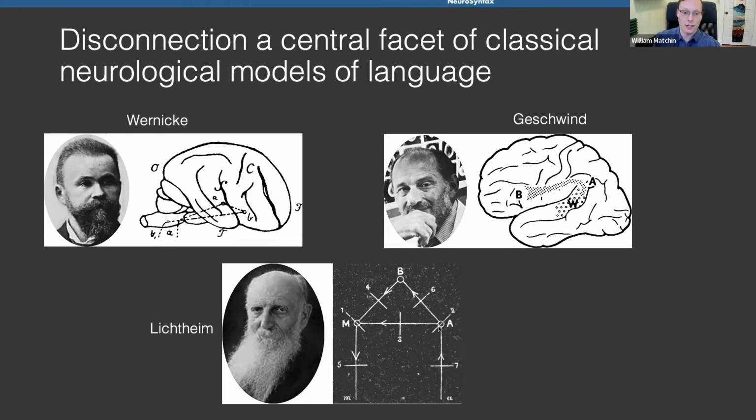For example, the disconnection between this. A here is, I like how in Lichtheim's model, A is Wernicke's area, which is also A in Wernicke's model, but it's W in Geschwind's model. But then Geschwind has A, which is the angular gyrus, and B for Broca's area, but B is Broca's area in Wernicke's model, but it's M. That's Broca's area in Lichtheim's model. But okay, the connection between A and M in Lichtheim's model, between Wernicke's area and Broca's area, right?